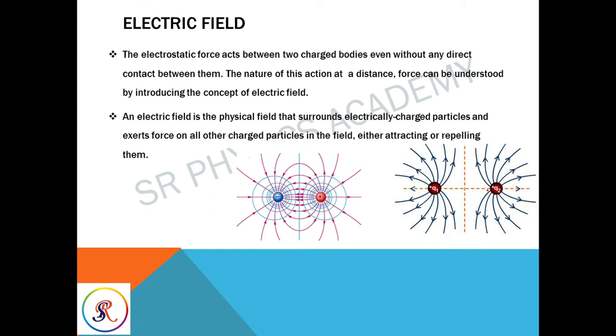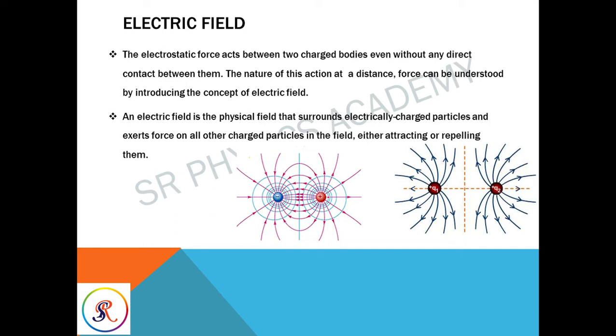In this case, I have taken one positive charge and one negative charge. What happened here? The space around a charged particle, suppose I am taking a positive charge, the space around the positive charge has an electric field, and around the other charge also the electric field is there. Both charges are different charges, which means they will attract. So these are the field lines.